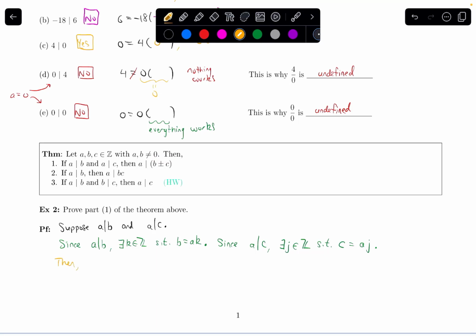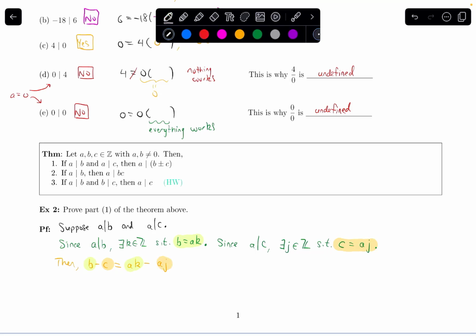So then, if I look at b minus c, well, I know what b is. So b was just ak, so let's plug that in for the b. And I know what c is. c was a times j. So plug it in for the c. Plugging in for b, b is equal to a times k. Plugging in for c, c is equal to a times j. All right, so the b was a times k, and the c was a times j.